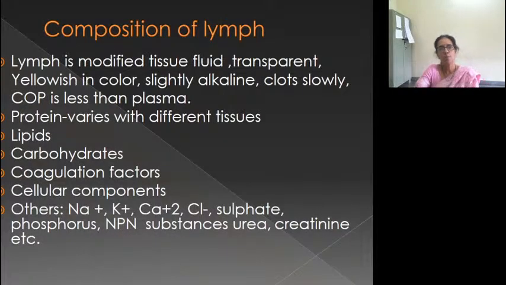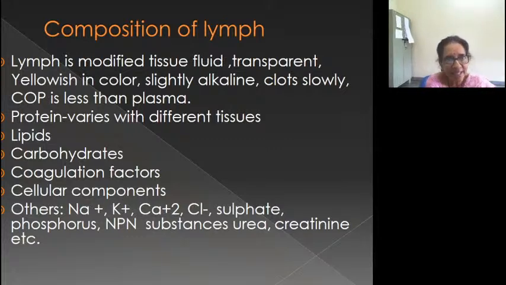So what is the composition of lymph? Lymph is nothing but the interstitial fluid. Interstitial fluid at the terminal lymphatics has just the same composition as your interstitial fluid. Once the interstitial fluid enters the lymphatic vessels, only then do we call it lymph. Outside is only the interstitial fluid, the extracellular fluid. Once it enters the lymphatic channels, only then do we call it lymph.